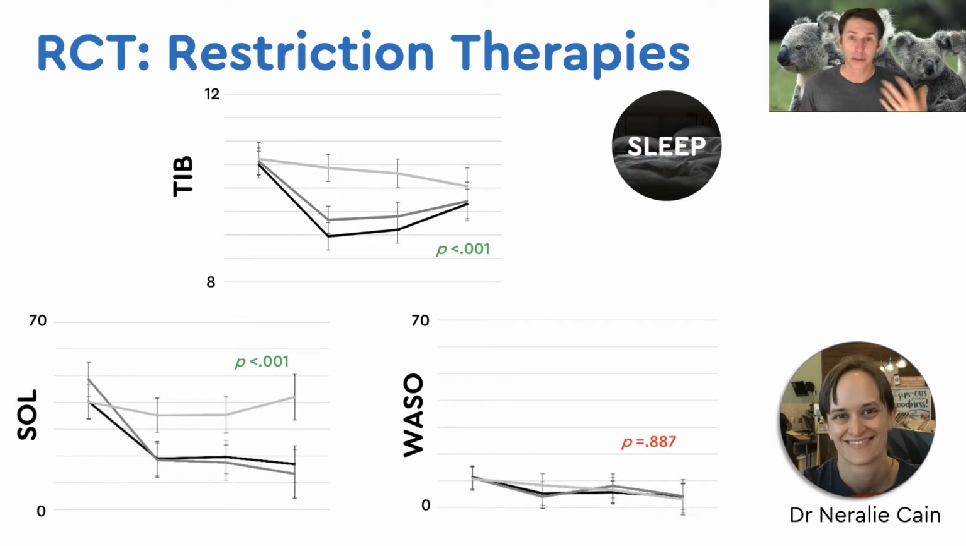Then when it came to some of the insomnia measures, firstly sleep onset latency, we did find a significant interaction effect. And again, you're seeing some stability here with the control group. So they're still taking about the same amount of time to fall asleep. Interestingly, we're not seeing any differences between both restriction therapy groups. We're not seeing extra improvement in the sleep restriction therapy group. They're pretty much following the same sort of pattern there.